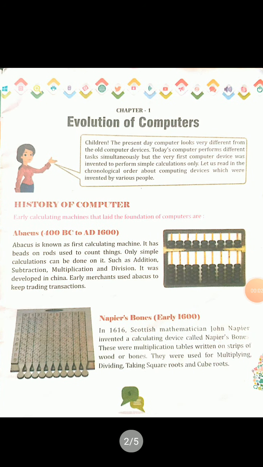Chapter 1, Evolution of Computers. In this chapter, we will learn about the history of computer and the development of computers. So let's start the topic.